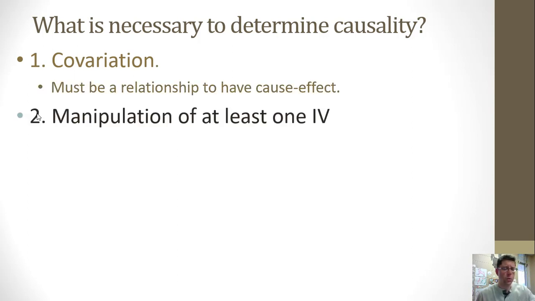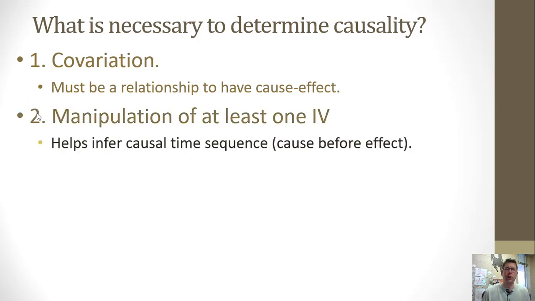We also have to manipulate at least one of the independent variables before we measure the dependent variable. So we manipulate the independent variable, we then later measure the dependent variable. This is necessary to infer the causal time sequence. In other words, this is necessary to show that the cause occurred before the effect. If all we did was measure both the independent and the dependent variable, we can't infer the causal time sequence.